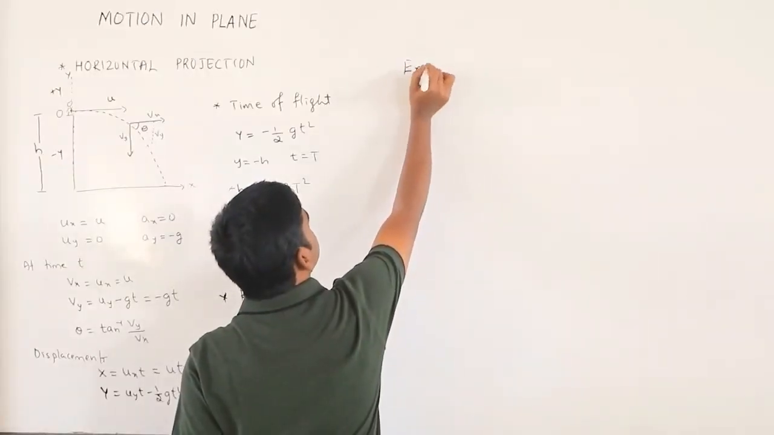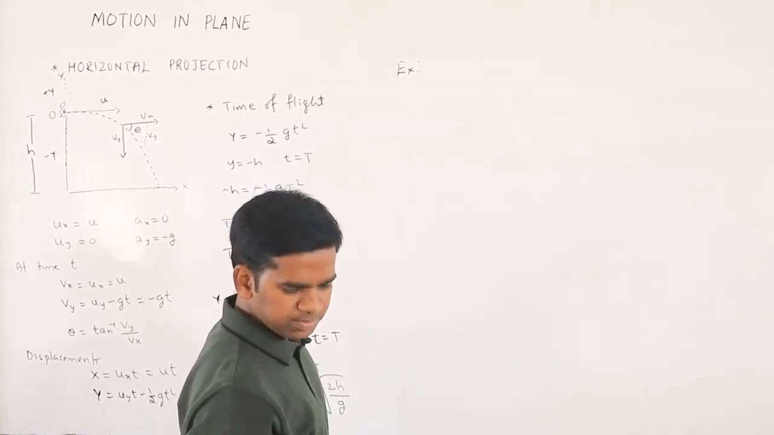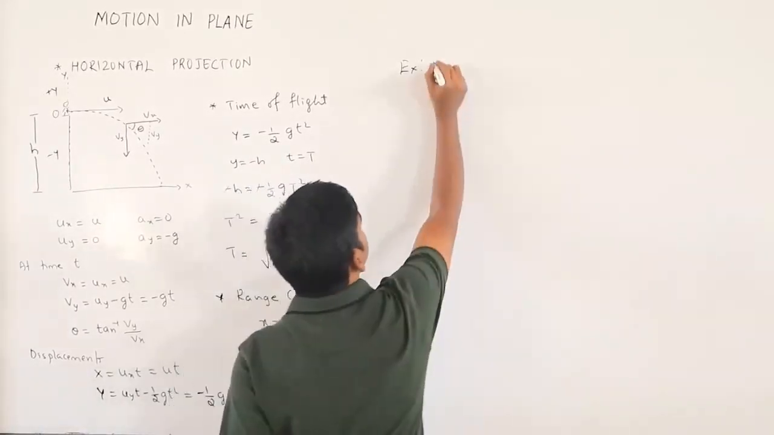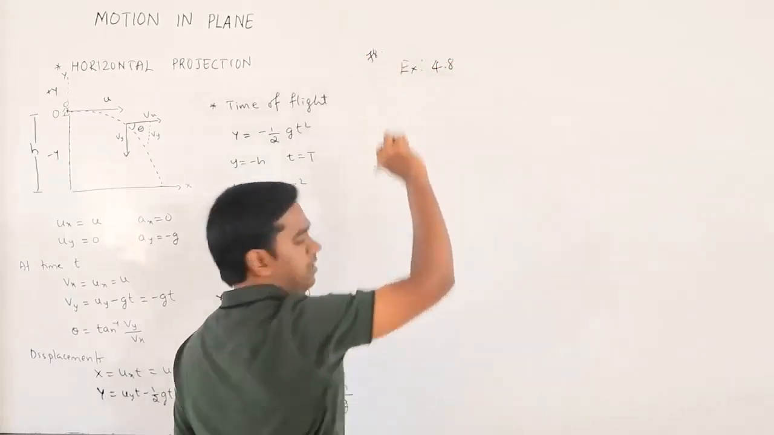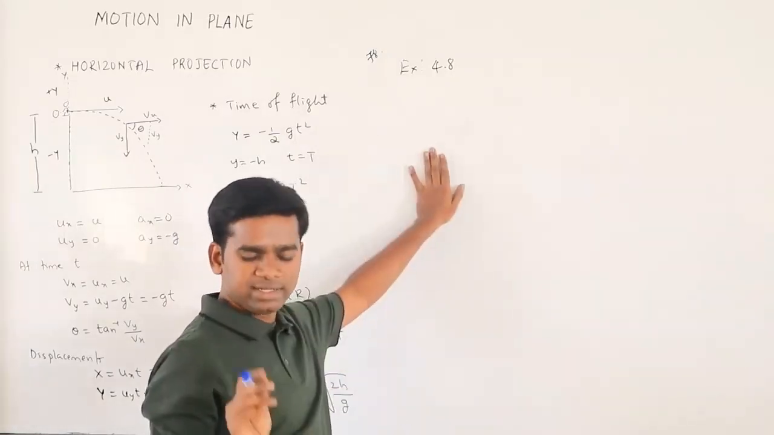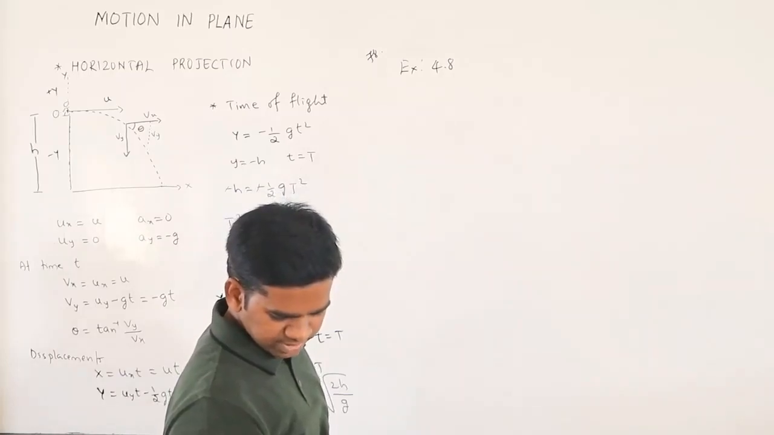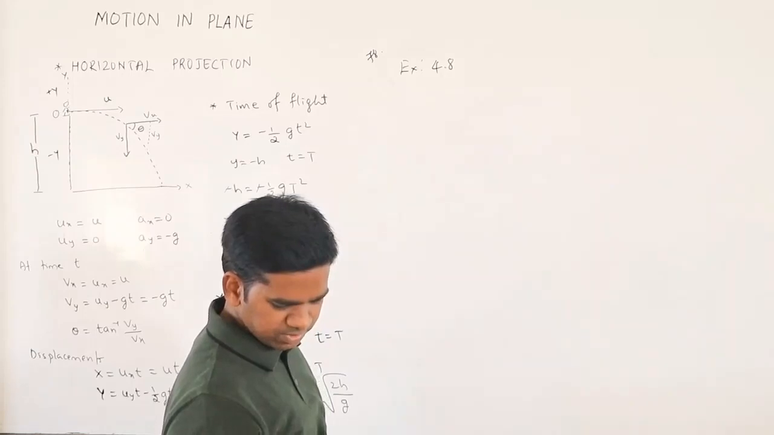Next example is from your NCERT, page number 78, example number 4.8. I am not going to solve this one. This problem is exactly the same as the before one. Here also they are asking for the time taken by the stone to reach the ground and the speed with which it hits the ground.